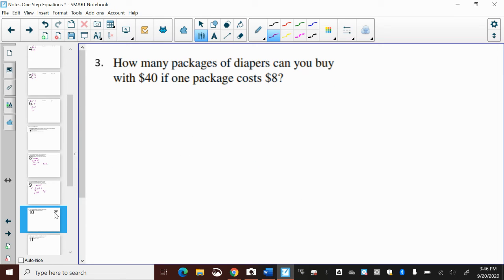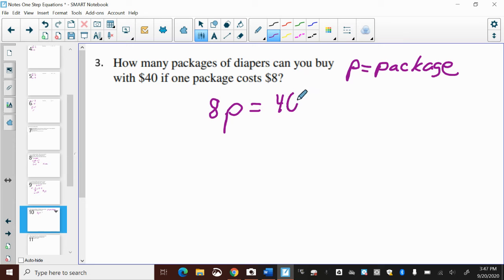How many packages of diapers can you buy with $40 if one package costs $8? So I want to know how many packages can I buy? So it would be multiplying 8 times, let's define a variable. Let's do P for package. So 8 times P, $8 times each package, and I have a total of $40. How many can I afford?